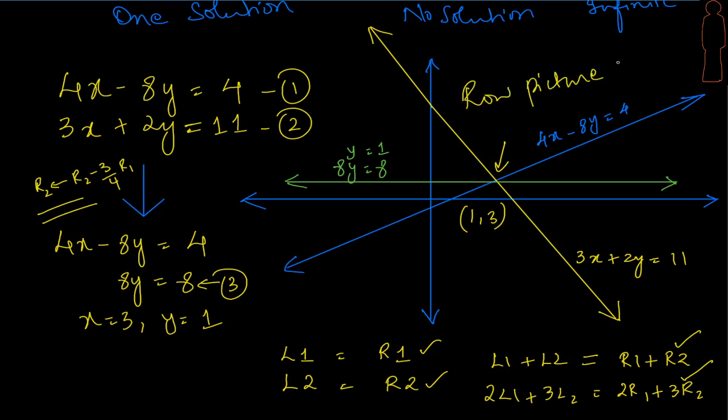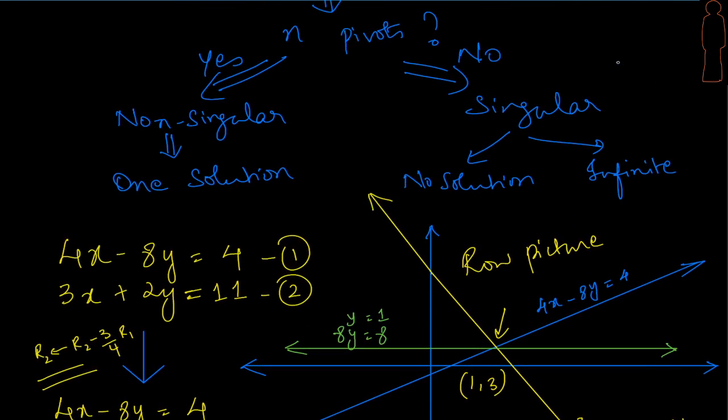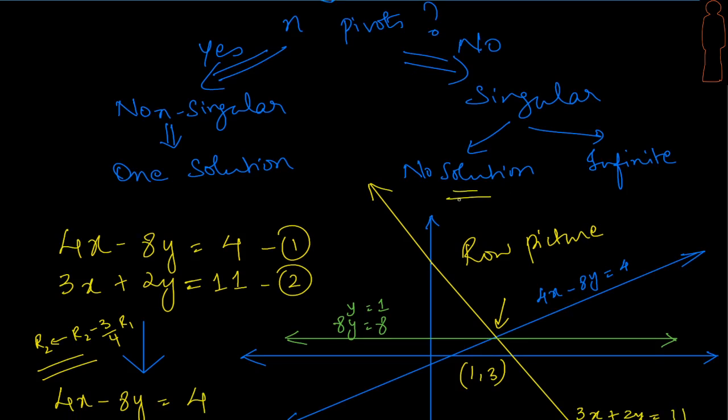Okay, now let me take you to the singular case. Remember we had two sub cases there. One did not have a solution, one had infinite solutions. So let me first pick up the no solution case and show you the pictorial representation of it.